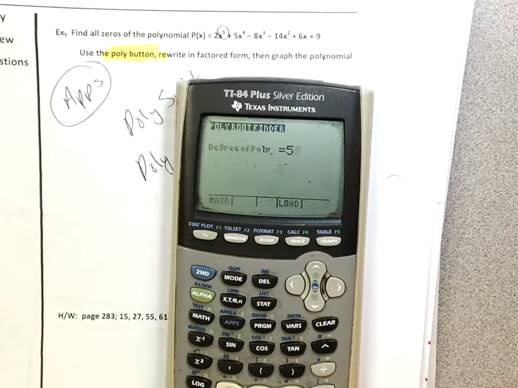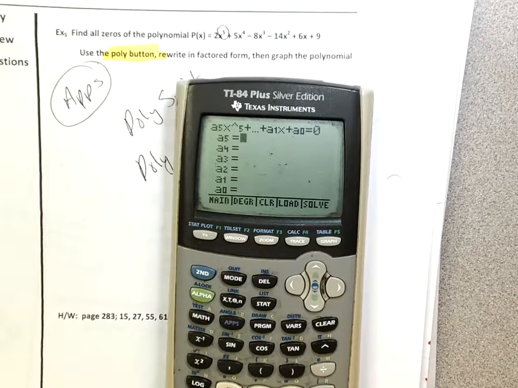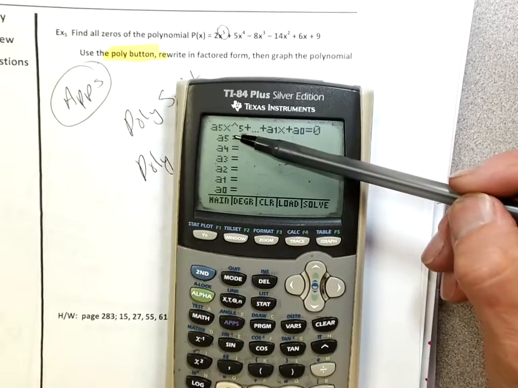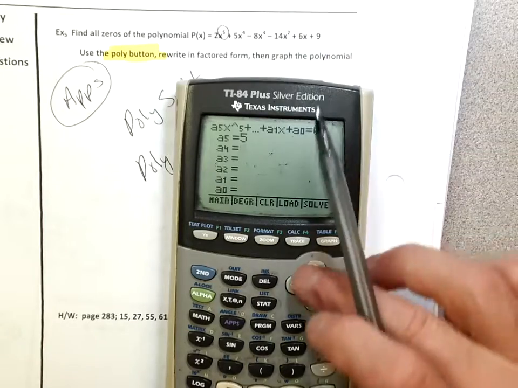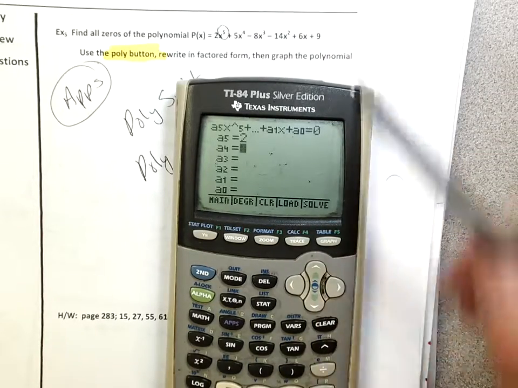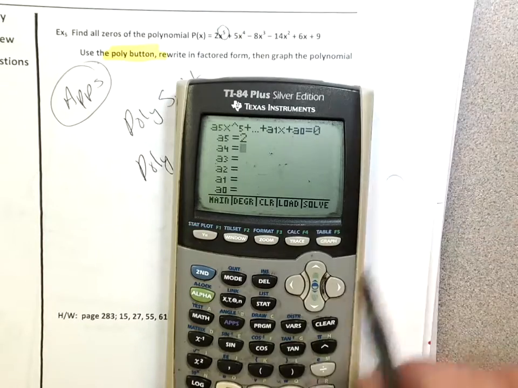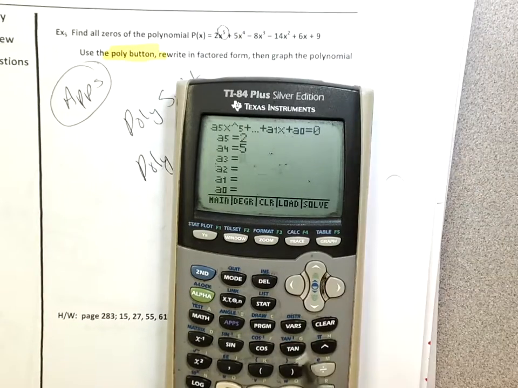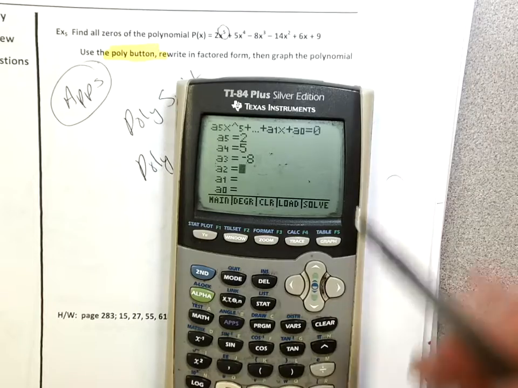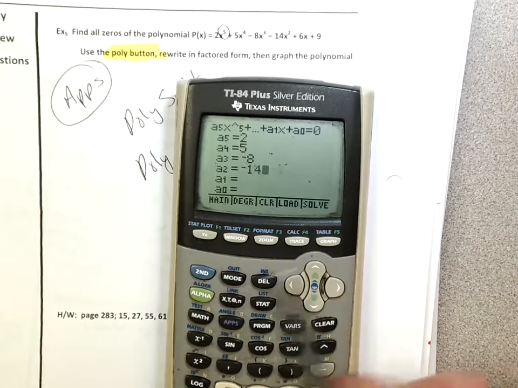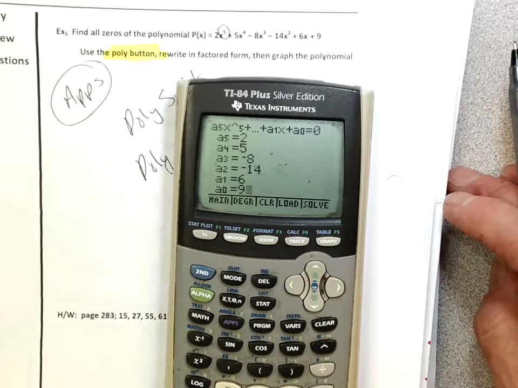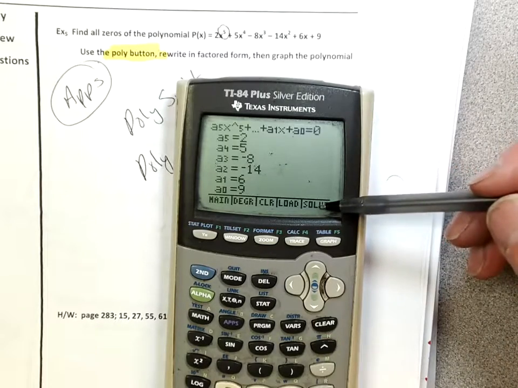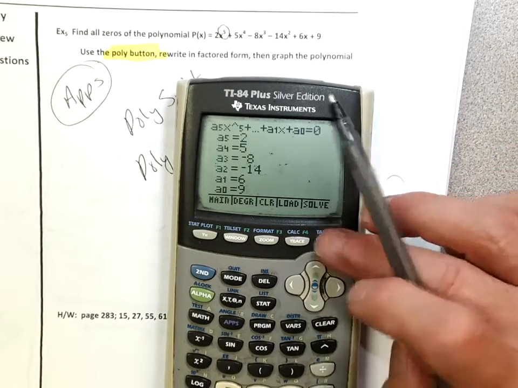So I push enter. And now I'm going to put the 2 in for the 5th power. Okay, so I'll put 5 in. I put 2 in, sorry, my bad. 2 in. Then I'll put the 5 in for the 4th. Put the negative 8 for the 3rd. Negative 14. I'll go 6, and then I'll go 9. Okay? How am I doing? And then I'm going to solve. Yes, I just heard that. That's exactly right. Solve, and it's going to think.